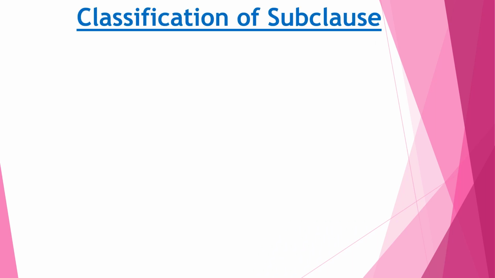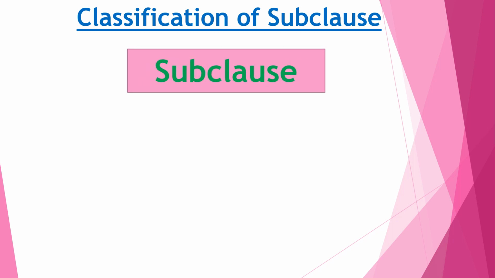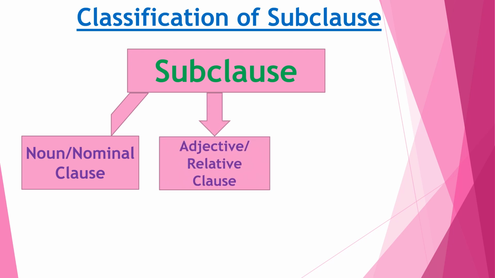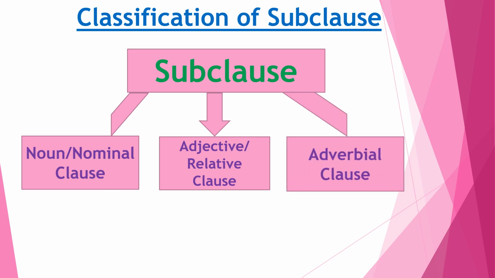Now we'll discuss the classification of subclauses, the different types of subclause. A subclause is divided into three groups. First, noun or nominal clause. Second, adjective or relative clause. And last, or third, adverbial clause. So a subclause is divided into three groups: noun or nominal clause, adjective or relative clause, and adverbial clause.